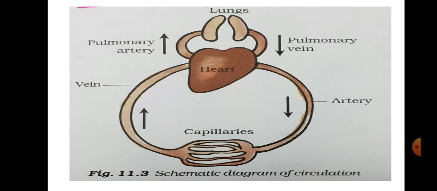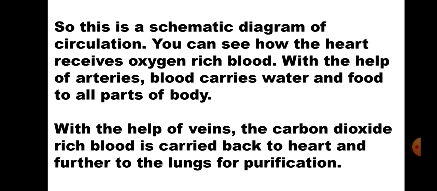Now this is a schematic diagram of circulation. You can see how the heart receives oxygen rich blood. With the help of arteries, blood carries water and food to all parts of the body. With the help of veins, the carbon dioxide rich blood is carried back to the heart and further to the lungs for purification.